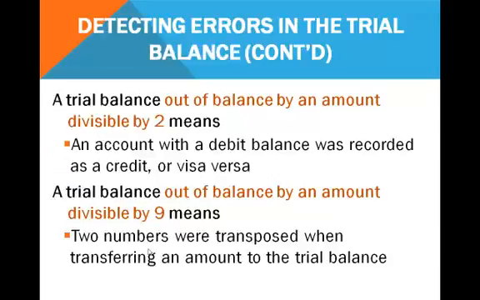A trial balance out of balance by an amount that is divisible by 2 means an account with a debit balance was recorded as a credit, or vice versa. A trial balance out of balance by an amount that is divisible by 9 means 2 numbers were probably transposed when transferring an amount to the trial balance. These will be handy to think about later when you're trying to find your own errors.